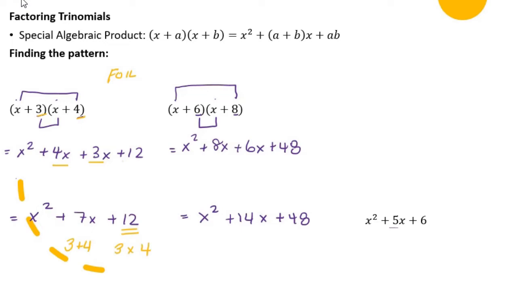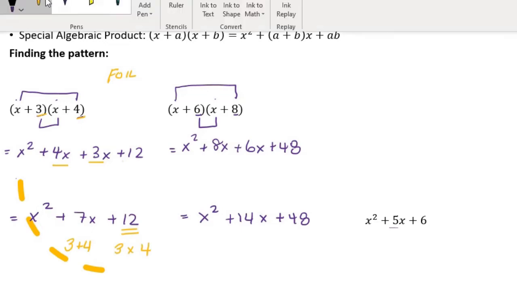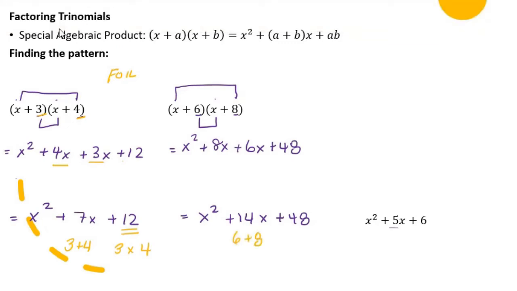What's the relationship between 14, 48, and 6 and 8? Well, if I add 6 and 8, their sum is 14. And if I multiply 6 and 8, that's how we got to the 48. There we go.